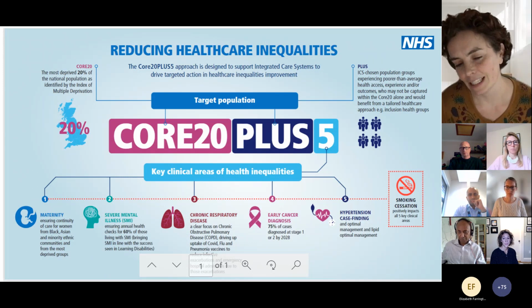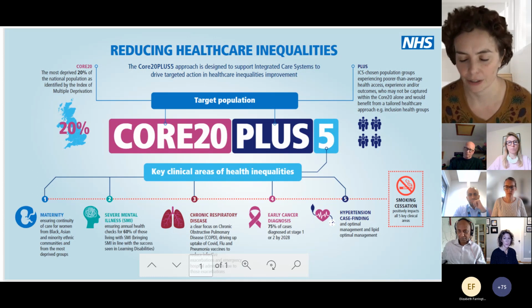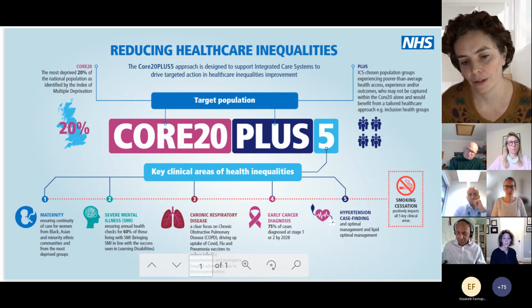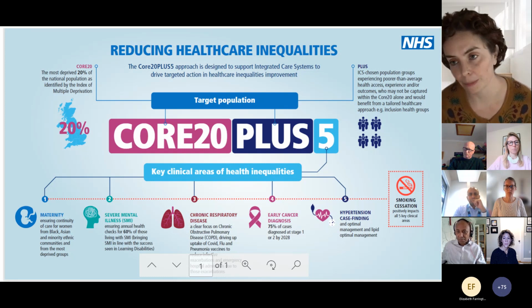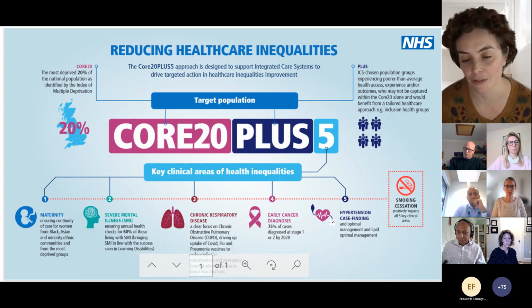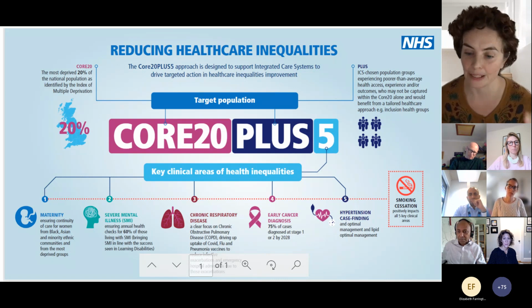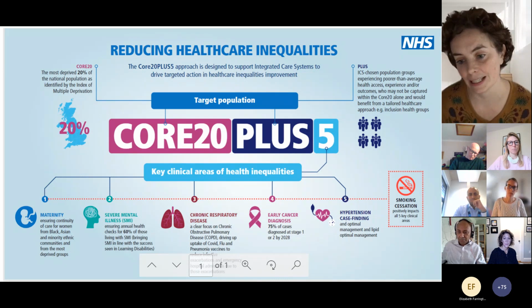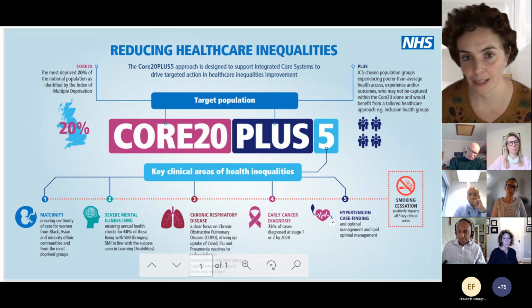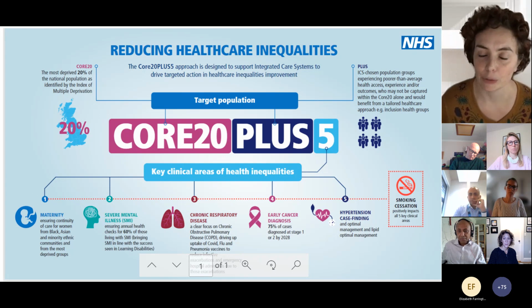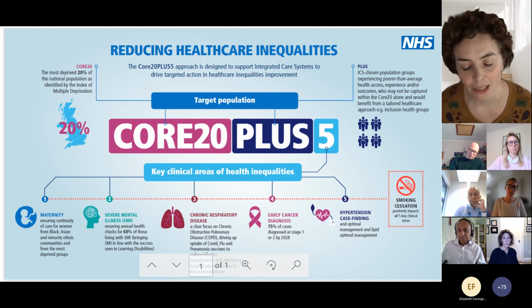And then the 5 key clinical areas of health inequalities that we are addressing are listed across the bottom. And these are areas where the gap between the most and least deprived populations in terms of mortality and global burden of disease is the largest. This data is from the Lancet Global Burden of Disease study. So in respiratory disease, cancer, and cardiovascular disease, we know that there's about a 20-year difference in life expectancy between most and least deprived communities.